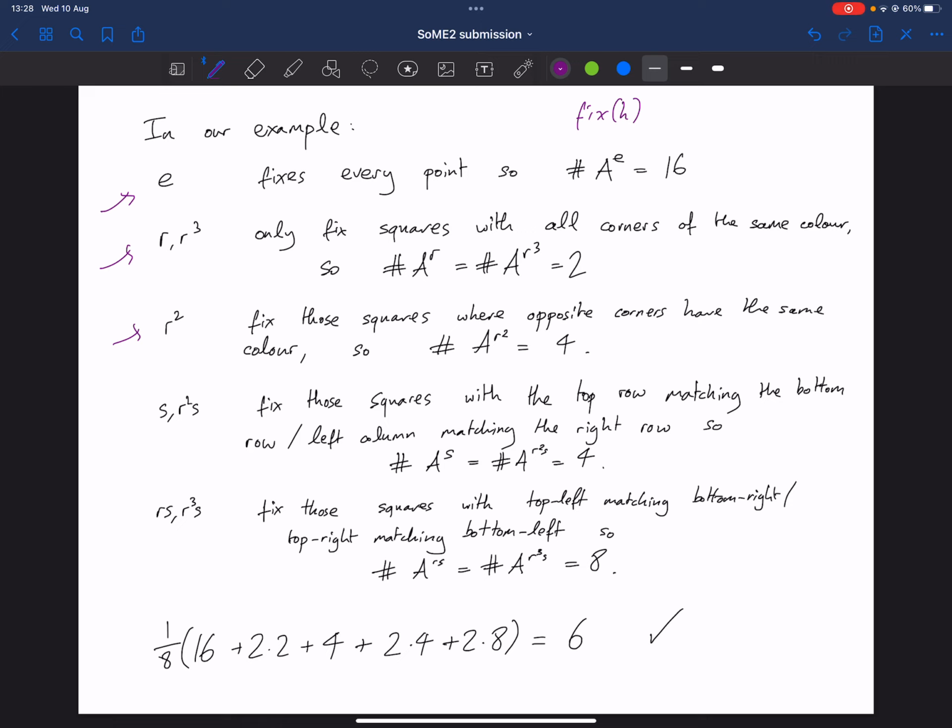And then we have R and R cubed, each a rotation by a quarter turn. So R is a quarter turn anti-clockwise, R cubed is a quarter turn clockwise. In each case, the only colourings that are fixed are those where all the corners are the same colour, of which there are only two. So all of the corners are coloured red, or all of the corners are coloured blue.